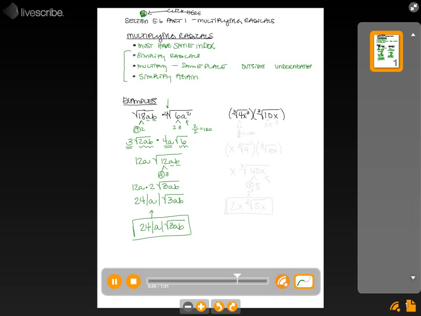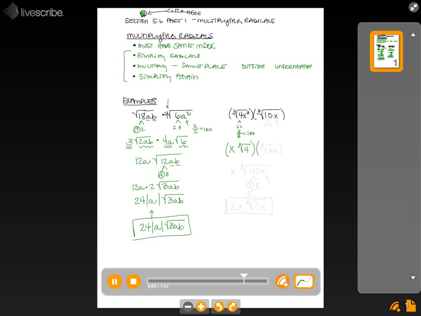We want to try to simplify them first. To break down 4, we only get 2 and 2, neither of which is a perfect cube, so it's going to stay underneath. The x, however, 3 divided by 3 is 1 remainder 0. That means the x is going to go out in front. So the first radical, when simplified, is x times the cube root of 4.